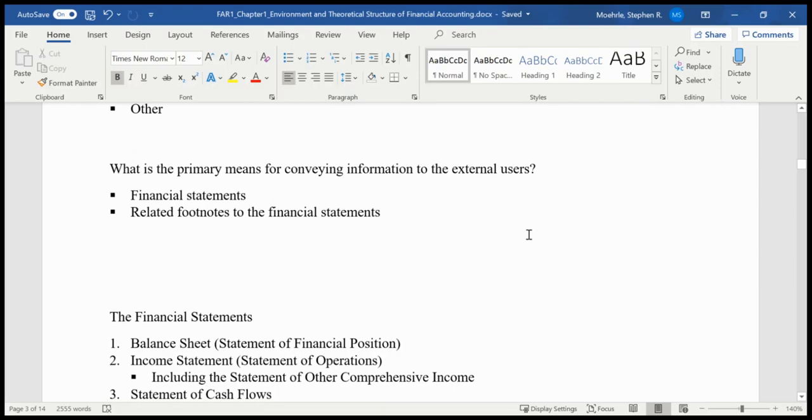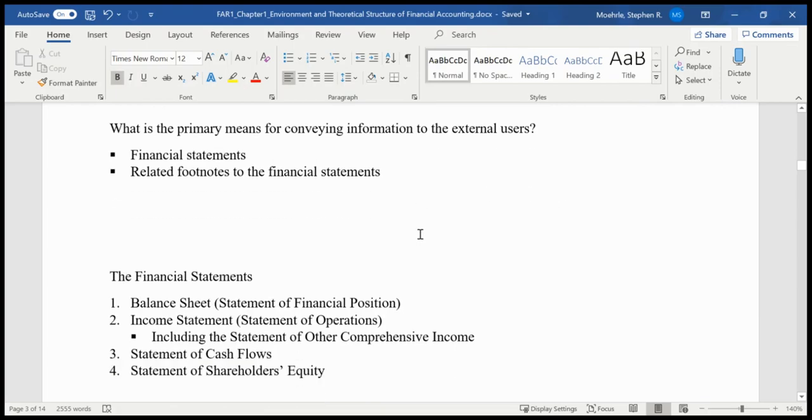And then what are the primary means for conveying financial information to the external users, financial accounting information? It's the financial statements, we'll talk about them in detail in this course, and related footnotes to the financial statements that we develop and provide.